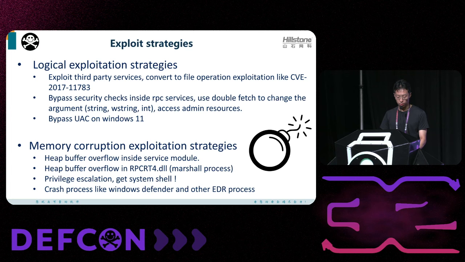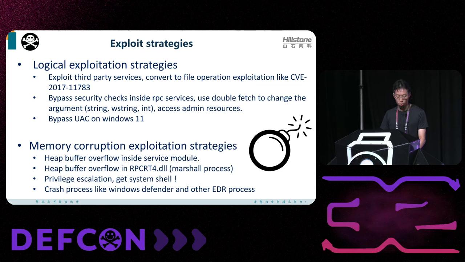So let's discuss some possible exploitation. From the assessment before, there are two ways to exploit. One is you can use Windows services or third-party services using file operation exploitation techniques created by James Forshaw, to write a system DLL and get system privilege, or bypass some security check and access some functions which only an admin user can access, or bypass UAC on Windows 11.